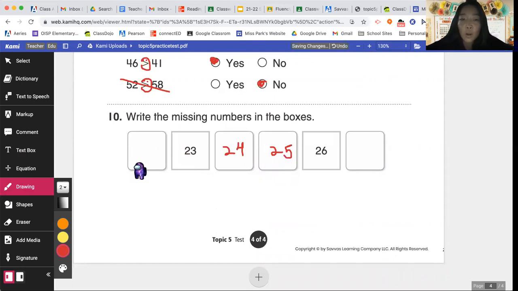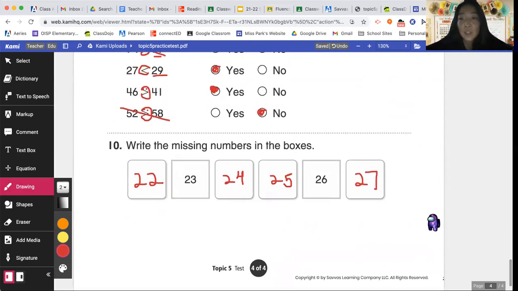Now let's figure out what goes before 23 and after 26. Well, before 23 is 1 less. 23 minus 1 would give you 22. And then 26 plus 1, so 1 after 26 would give you 27.